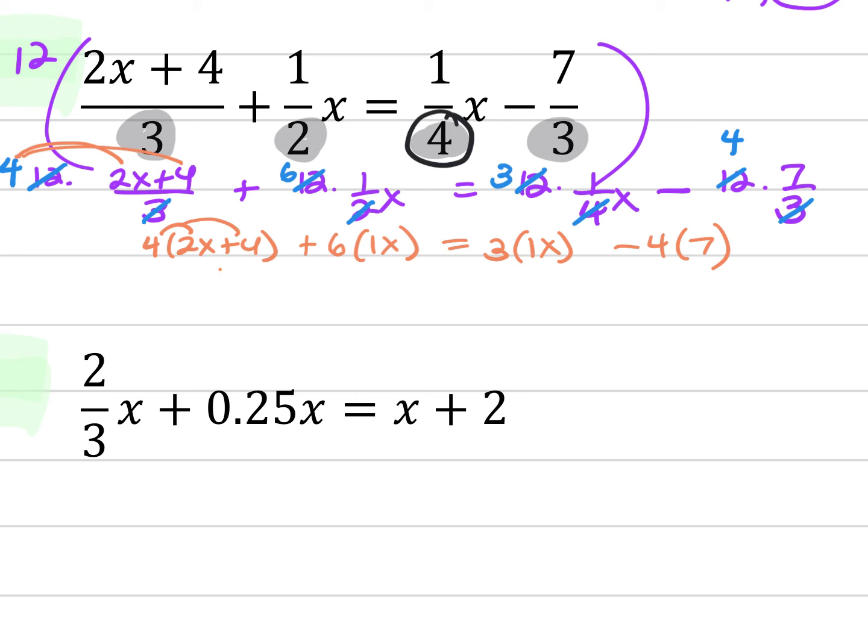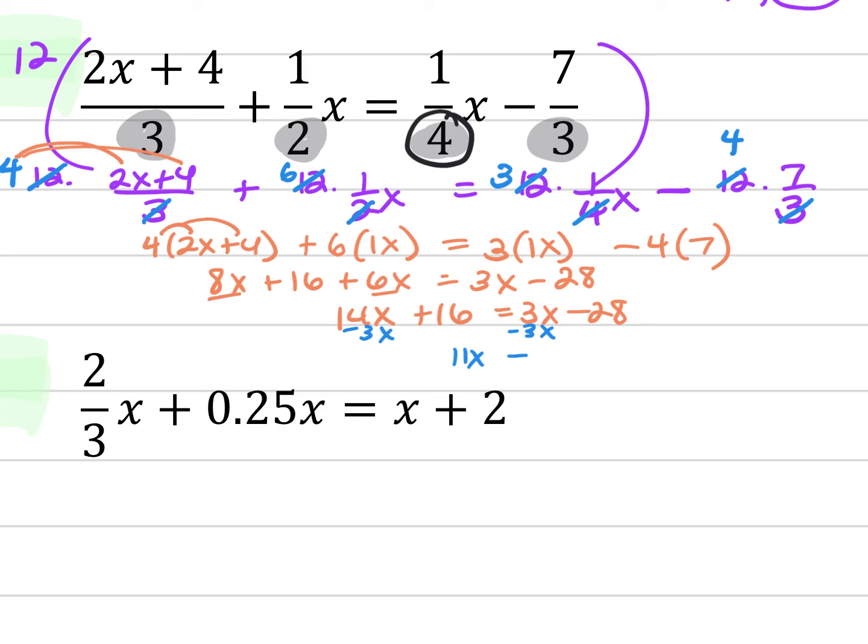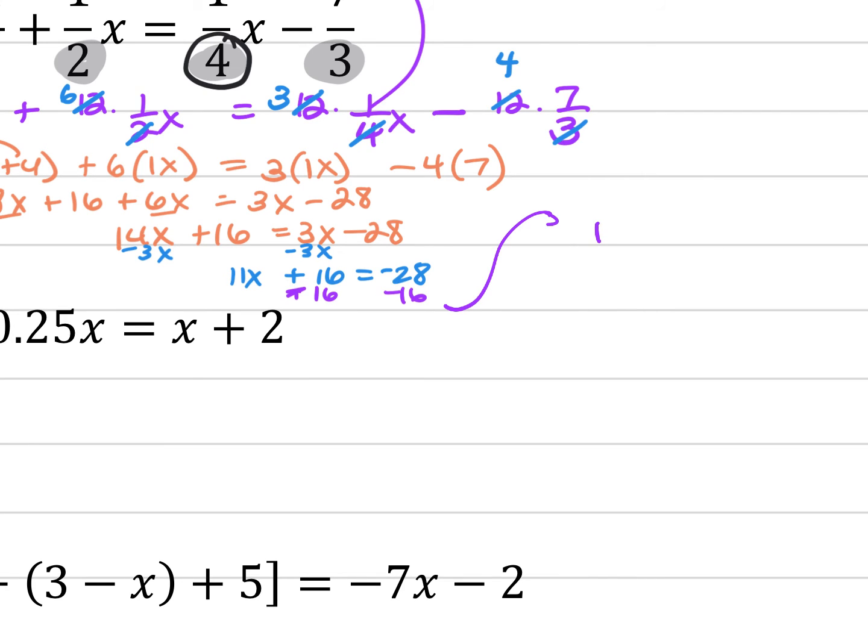I distribute this: 8x plus 16 plus 6x equals 3x minus 28. Combine the like terms on the left: 14x plus 16 equals 3x minus 28. Subtract the 3x. 11x plus 16 equals negative 28. Subtract the 16. 11x equals negative 44. Divide both sides by 11, and x equals negative 4.